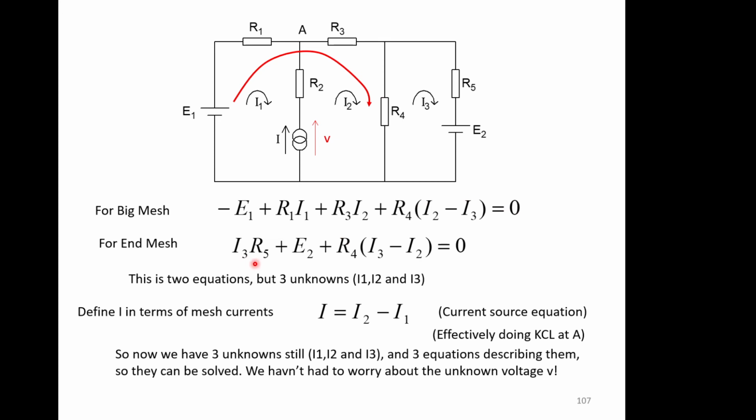I3 R5 plus E2, got quite happy with the voltage sources. R4 (I3 minus I2) is going on there, and that's a standard mesh, equals 0. Okay, so we've ignored this bit for the time being, but we have to define I, this source here, in terms of the mesh currents, which we know to be I2 minus I1. That must be what's going on here. So now we've got a linking equation. So now we have three unknowns, I1, I2 and I3, and three equations describing them. So it can be solved, and we haven't had to worry about this unknown voltage V, and we don't care what it is either.